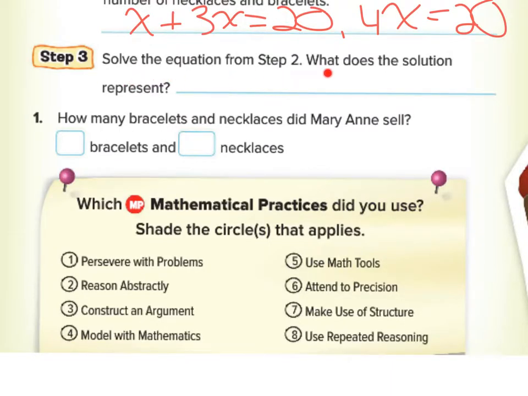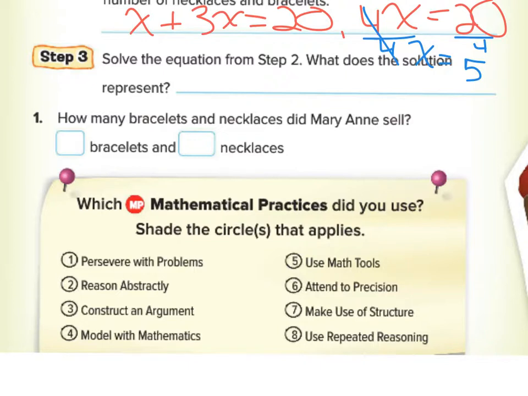Solve the equation from step 2. What does the solution represent? Well, if I have 4x equals 20, 4 times the number is 20, 4 times 5 equals 20, right? Or I can just divide. Remember how we isolate and invert? So I divide both sides by 4. Gets rid of the 4 here. Now I have x equals 5, sorry.